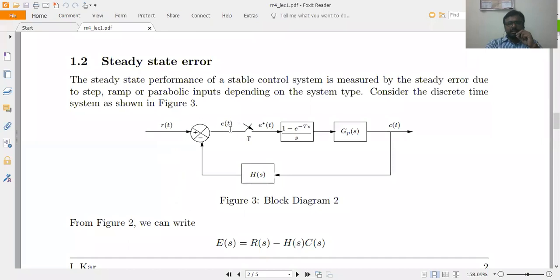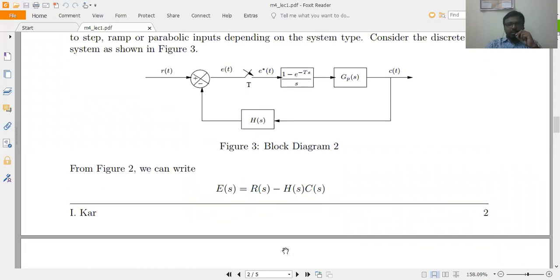Here R of s is the input, and H of s multiplied with C of s is the feedback that is fed back. Therefore, this particular E of s is taken as R of s minus H of s into C of s. Is it clear? So this error signal E of s can be taken as R of s minus H of s into C of s.